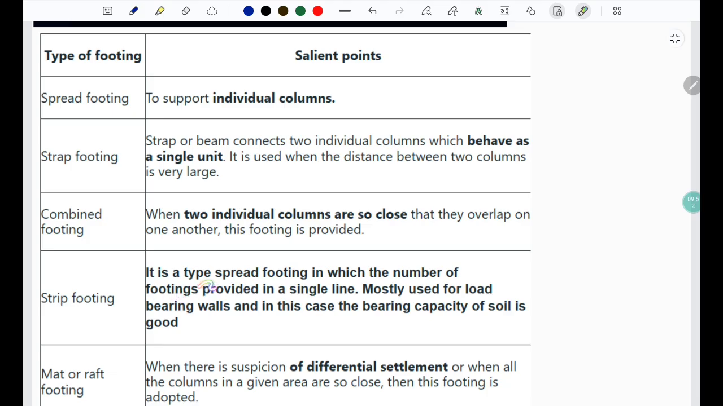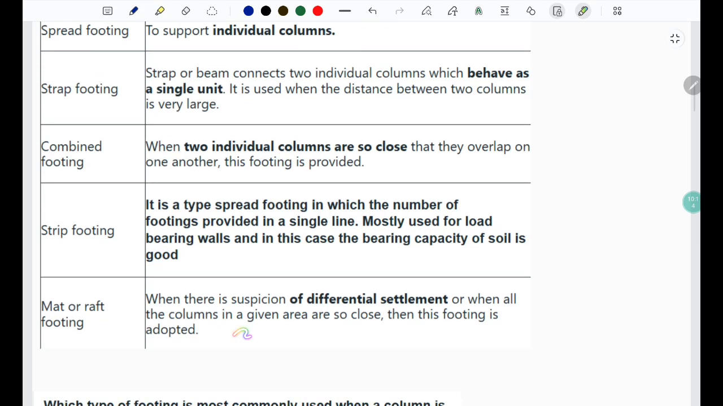Then comes strip footing. It is a type of spread footing or continuous footing, in which a number of footings provided are in a single line. It is like a strip only, mostly used for load bearing walls, and in the case where bearing capacity is good. Again, it is an important point, bearing capacity is good. Then is mat or the raft footing, when there is suspicion of differential settlement, or when all the columns in a given area are so close, then this footing is adopted. Usually multi-story buildings have the raft footing.